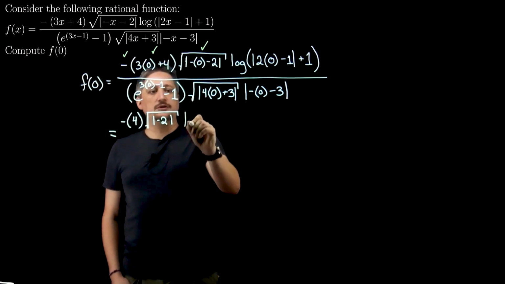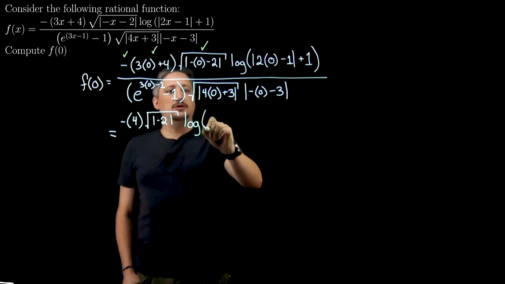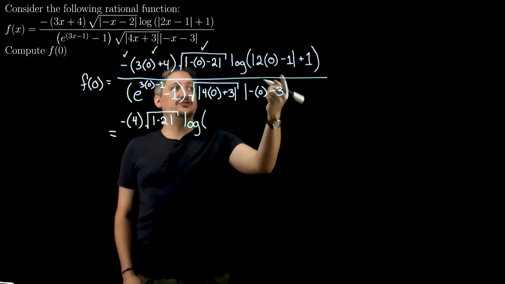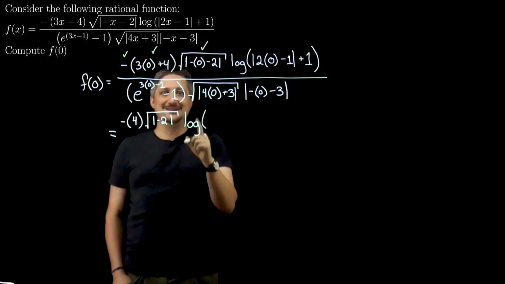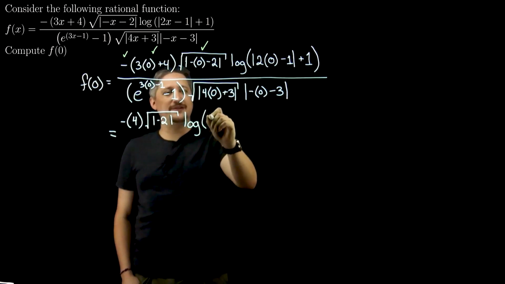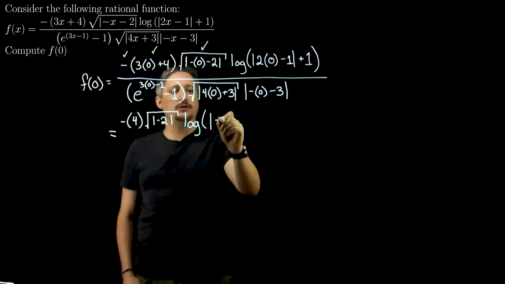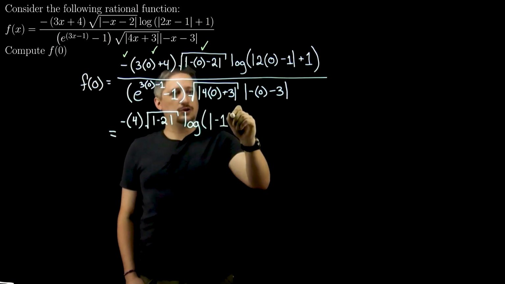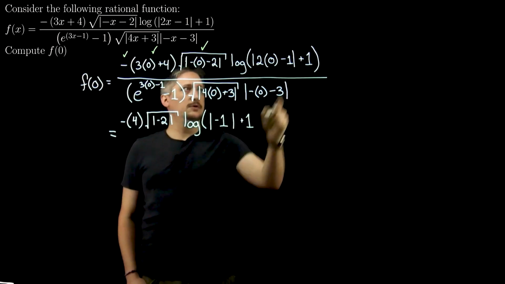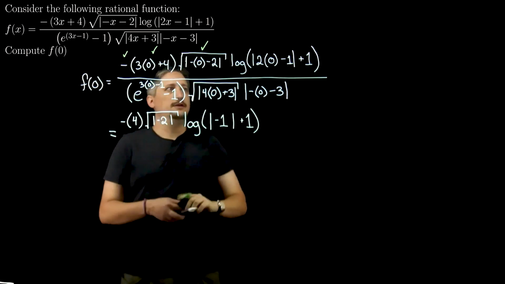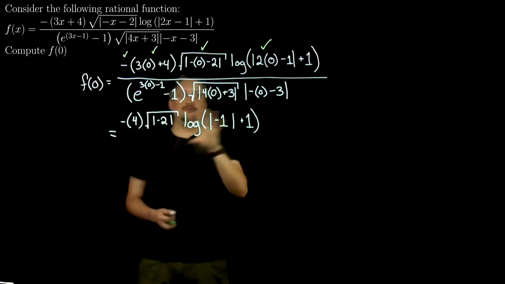Then I have log. So I have log of 2 times 0, that's just 0. 0 minus 1 is, oh, sorry. See, this is why one symbol at a time. Log of absolute value. 2 times 0 is 0, minus 1 is negative 1. Close, plus 1, close. So that got that term. Okay, so I've done all my top terms.